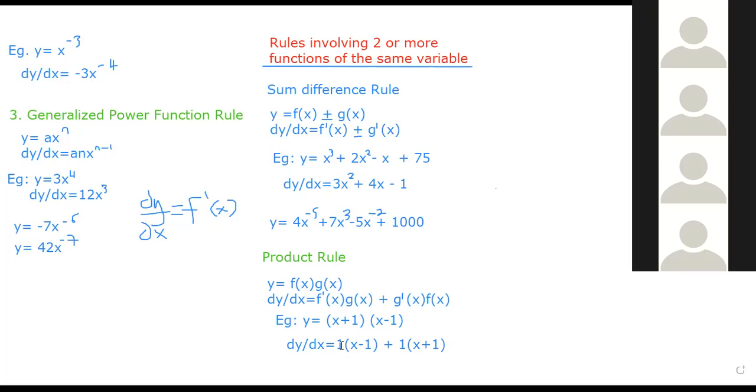Yes, sir. So when you are done, the rest is simplification. The rest, you are not going to differentiate. You are going to simplify what you have done. So simplifying, you open the bracket. Opening the bracket, we'll get x minus 1, plus x plus 1. So x plus x gives us what? 2x. Negative 1 plus 1 gives us 0. So our final answer is what? 2x. That's all.